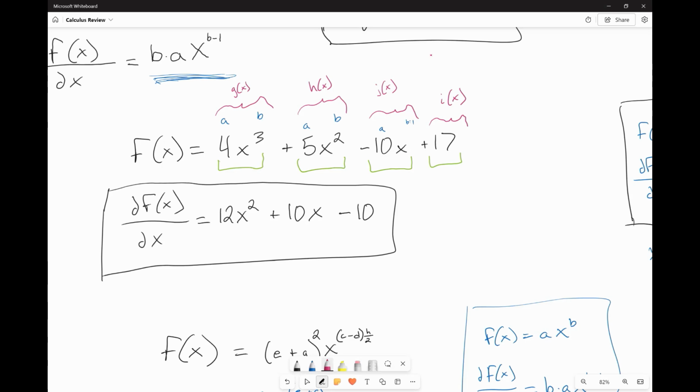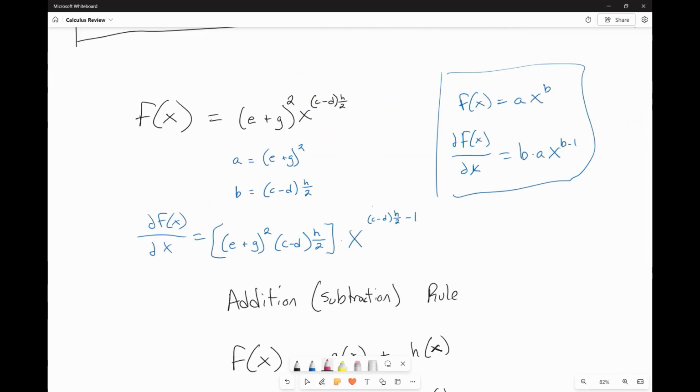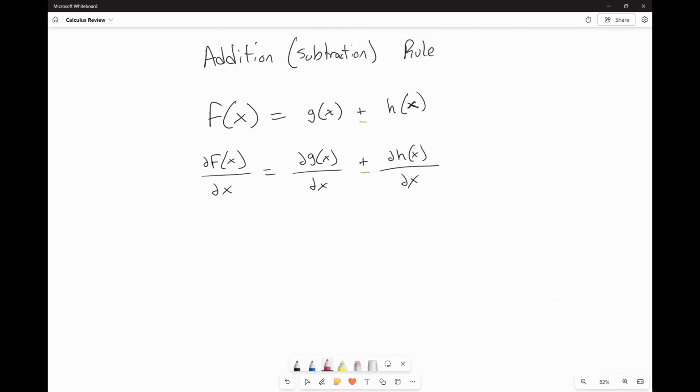Okay, so these are separate functions, and when separate subfunctions or separate smaller functions are just added up or subtracted from each other, all you do is take the derivative of each one of them separately and then add or subtract them according to whatever the sign is, and there you have it. All right, so that's a very simple rule. In fact, you've already seen it in this lecture. That's the addition and subtraction rule.